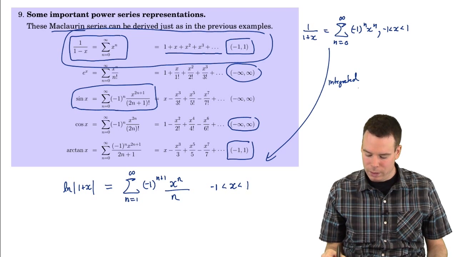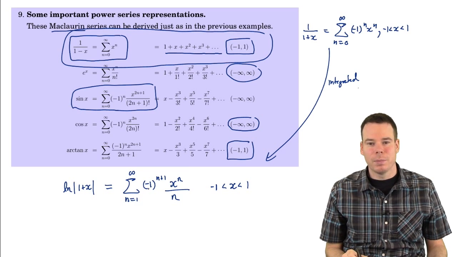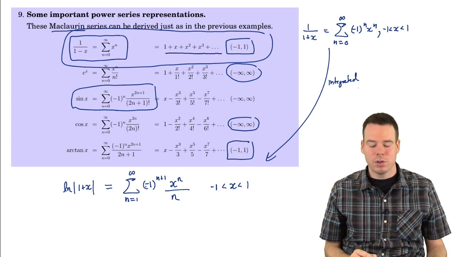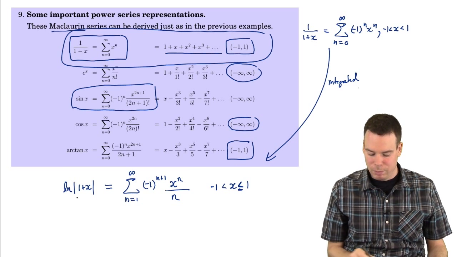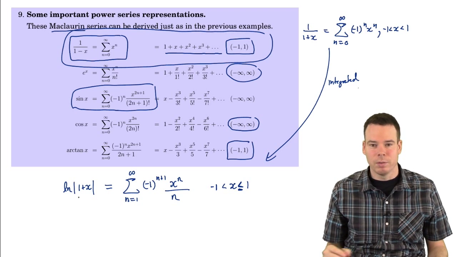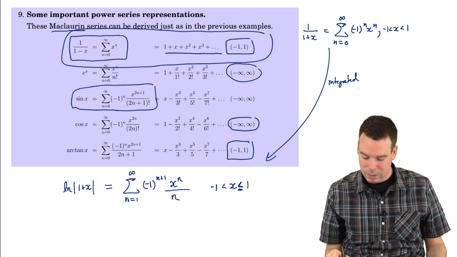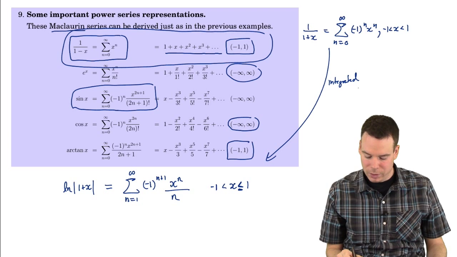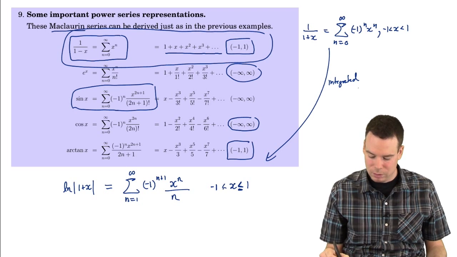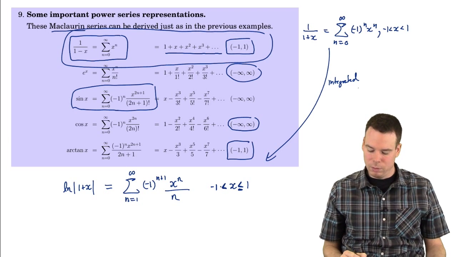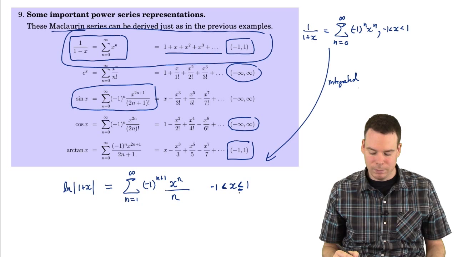Notice when we plug 1 into this expression, I get the alternating harmonic series. And we know that converges by the alternating series test. So I can actually put an equality there. The series converges, and by continuity it converges to the logarithm of 1 plus x. What about the other endpoint, negative 1? Well, if I plug in negative 1 here, that just becomes the harmonic series, which diverges. So we don't have equality for that side. We do have equality for the other side.